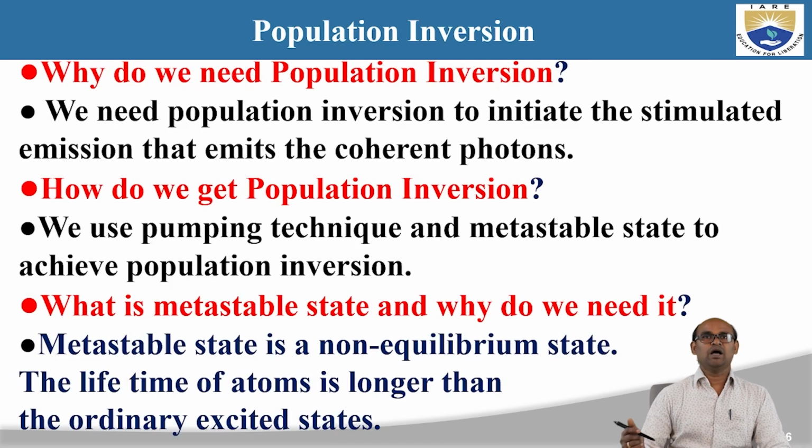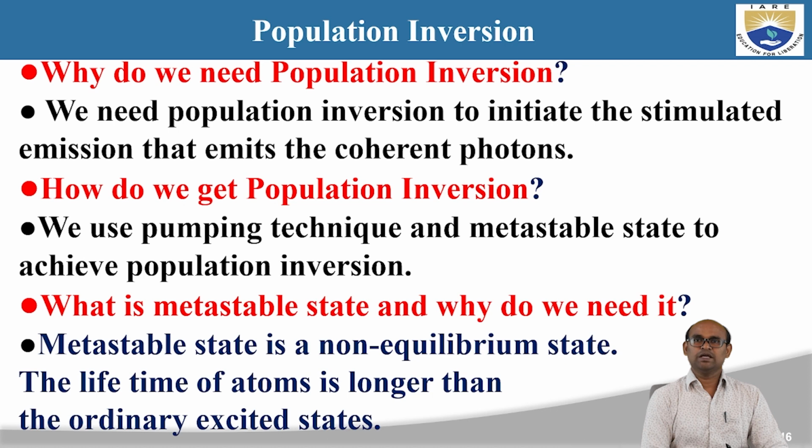Let us just revise some of the questions that we understood through discussion of these. So why do we need population inversion? We need population inversion to initiate the stimulated emission that emits the coherent photons. Very good. So how do we get population inversion? We use pumping techniques and a metastable state to achieve population inversion. Only the pumping technique is not sufficient to achieve population inversion, but we also need a metastable state that will help us to achieve the population inversion.